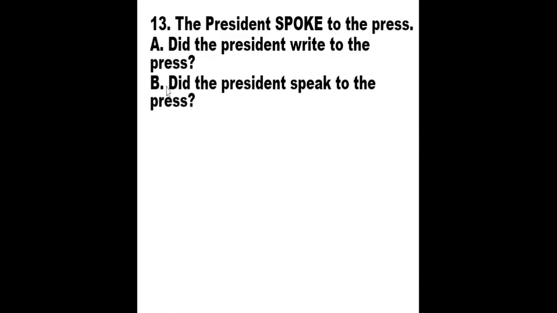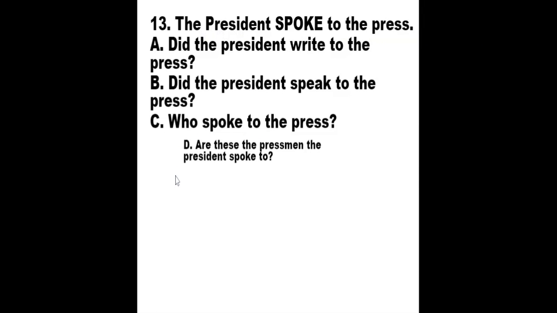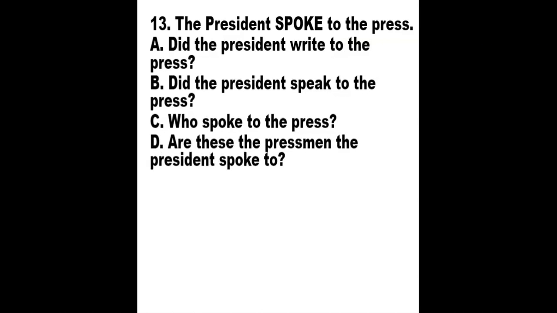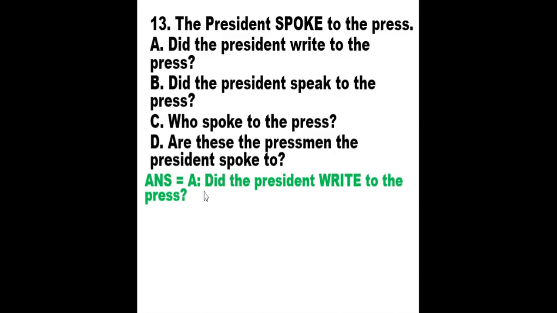B, did the president speak to the press? Irrelevant question. C, who spoke to the press? This would have been the question if the stress is on president. D, are these the pressmen the president spoke to? This is irrelevant. And so the answer is A. Did the president write to the press? No. Instead, the president spoke to the press.